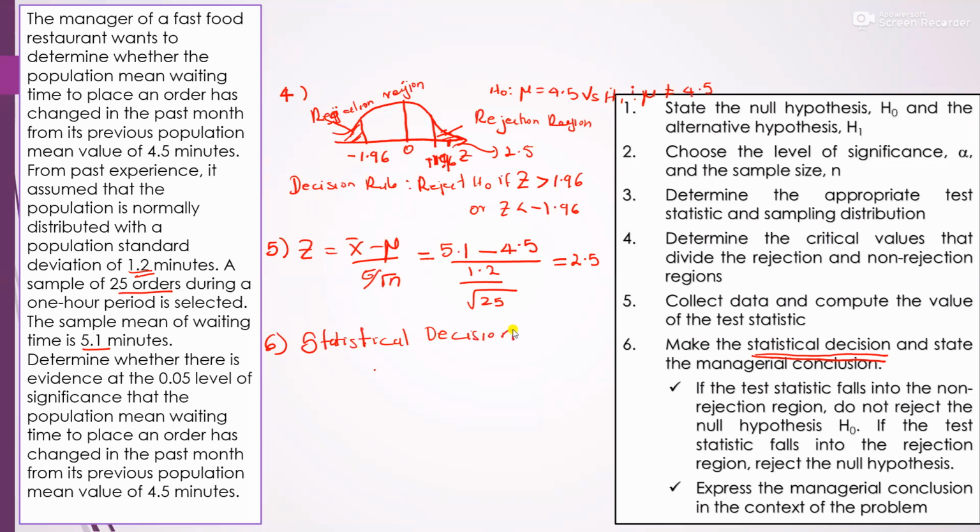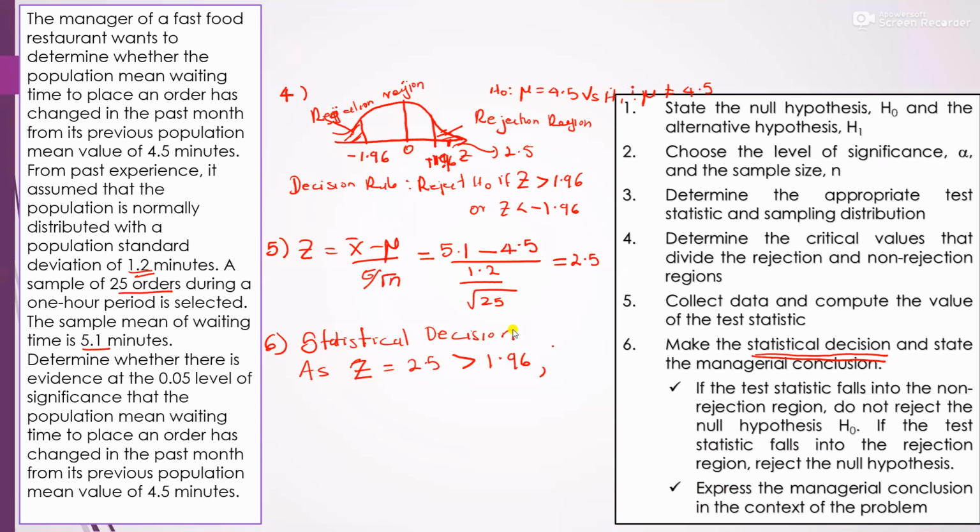So first we are writing the statistical decision. To reach the statistical decision, we have to compare the test statistic value and the critical value. This is the critical value, right? Since our test statistic is equal to 2.5, which is greater than 1.96, that is the critical value.